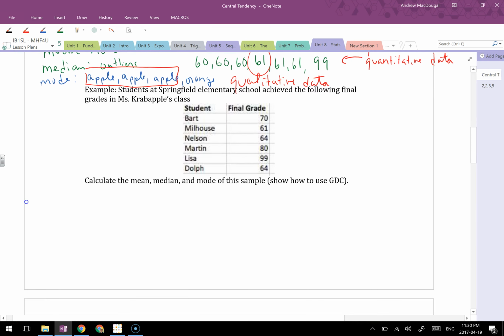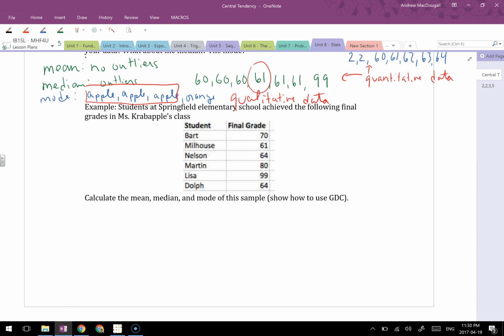Now, you need to know how to handle large data sets. Like, even consider this very basic example in front of you about a bunch of students' final grades. It's kind of annoying to type them on your calculator. You'd have to order them if you wanted to find the median. If you can imagine a very large data set, it might not be obvious what the mode is, certainly.